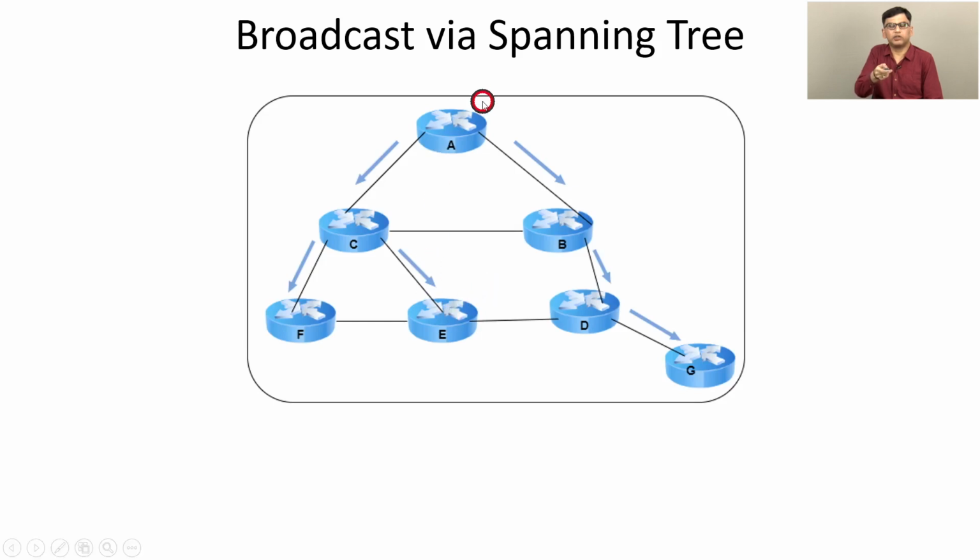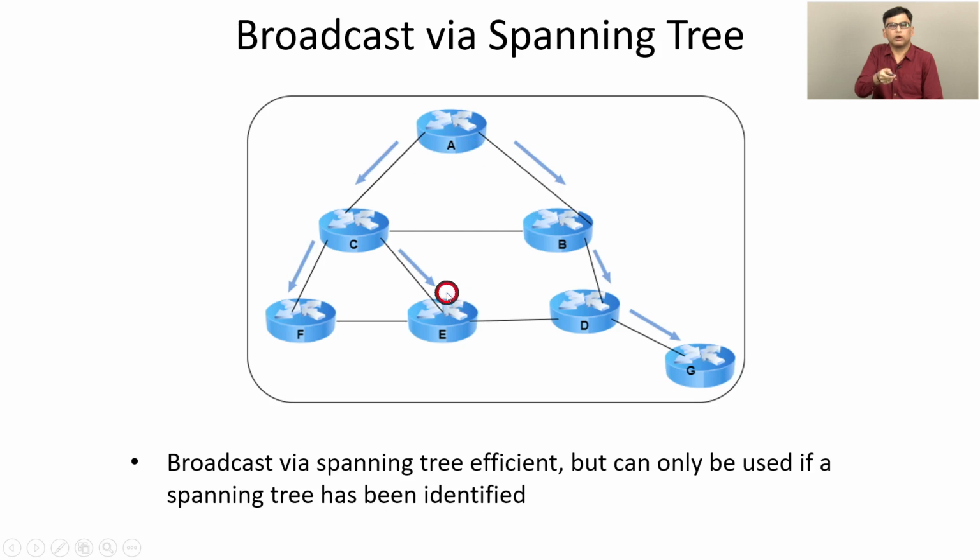Here A wants to broadcast a packet to every other node in the network. First we identify a spanning tree. The links against which there are arrows are part of the spanning tree, and the links on which there are no arrows are not part of the spanning tree. So A sends the message only along the edges of the spanning tree. It sends a message along this edge and along this edge. Then C sends the message along this edge and along this edge, but not along this edge because this edge is not part of the spanning tree, and so on and so forth.